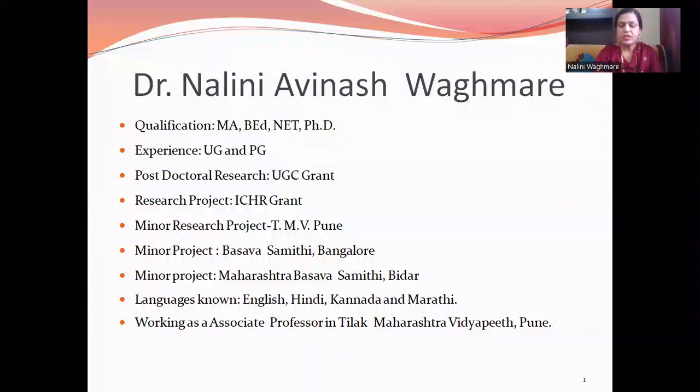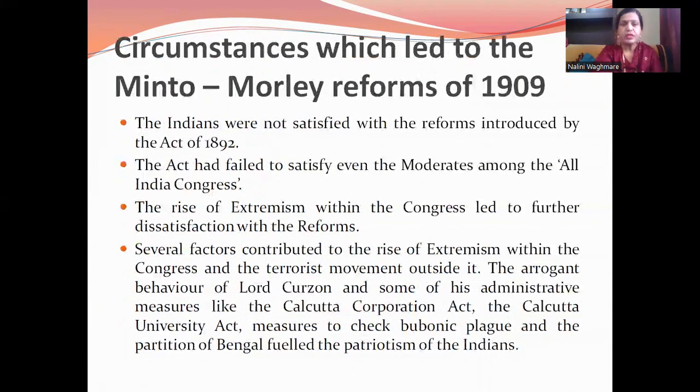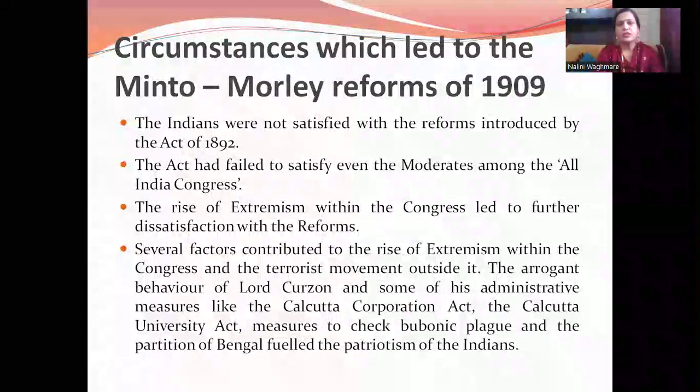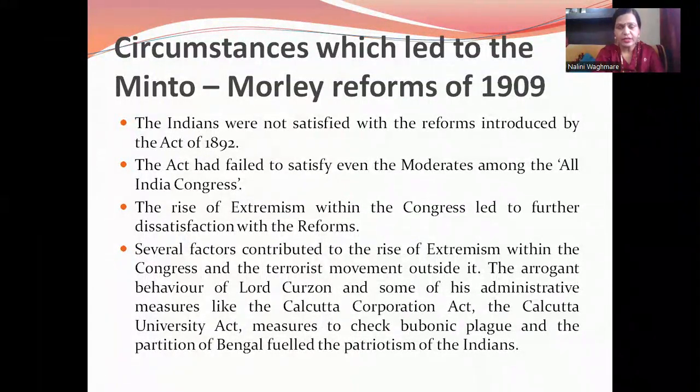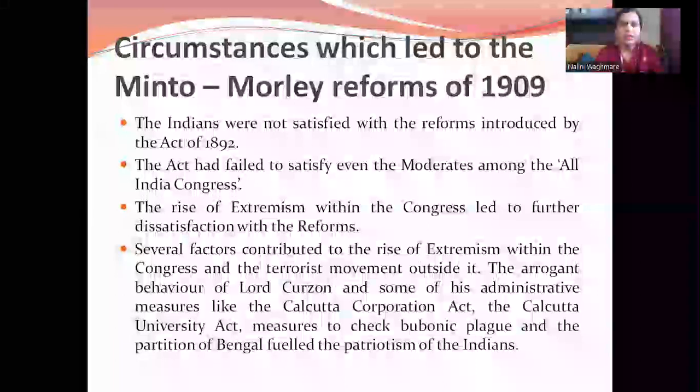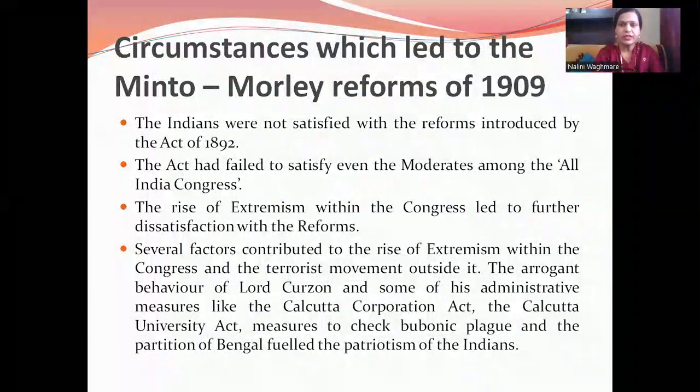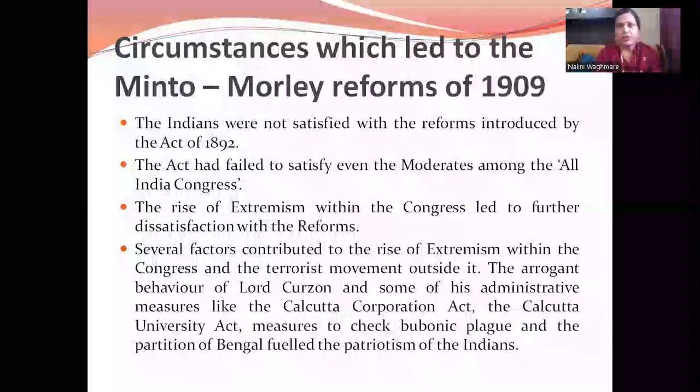Today our topic is related to the Act of 1909. What were the reasons to introduce this Act? This Act is also called the Minto-Morley Reforms Act of 1909. What were the circumstances which led to the Minto-Morley Reforms of 1909? Let's see one by one.